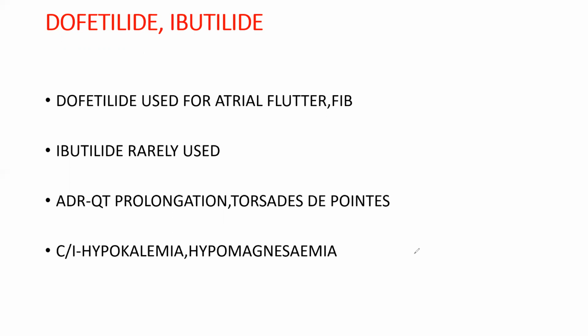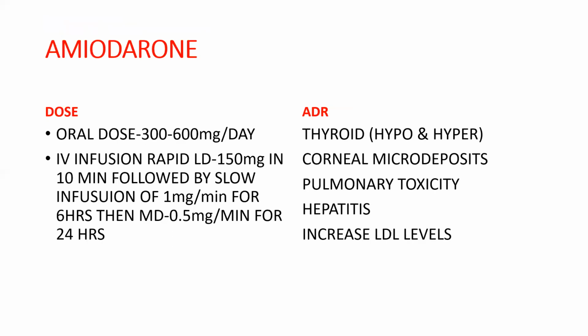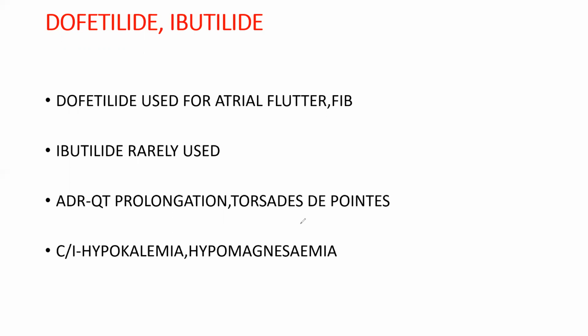So dofetilide, where do we use that? Dofetilide is used for atrial flutter and atrial fibrillation. Ibutilide, we are rarely using that one now. What are the ADRs? QT prolongation and torsades de pointes. And what are the contraindications? Hypokalemia and hypomagnesemia. These are just the points for ADRs and contraindications.